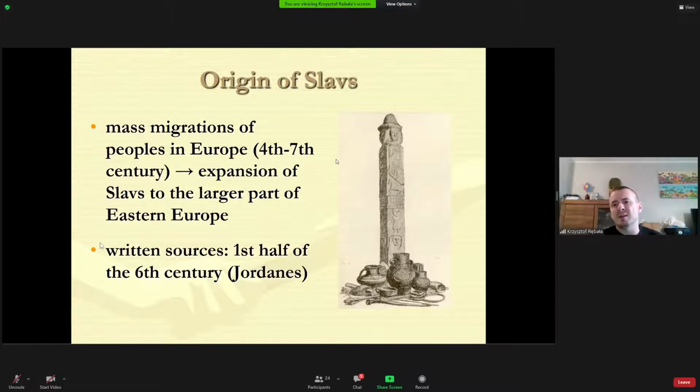written sources from the first half of the 6th century, where a Gothic writer, Jordanes, had noted that Slavs are just a group of people, yeah, which actually we can say that they're almost everywhere. Yeah, actually, the expansion in Europe was already highly advanced.